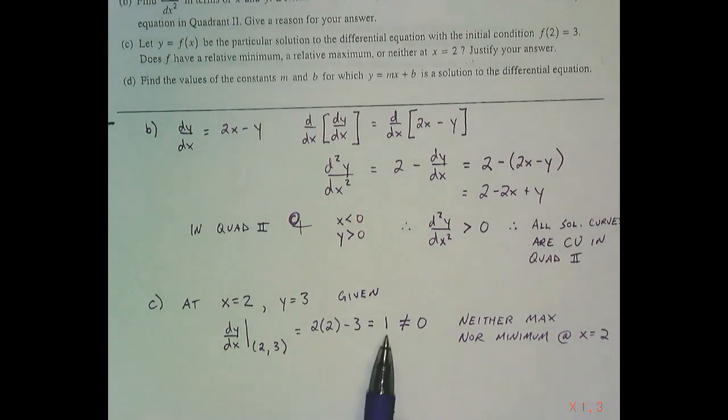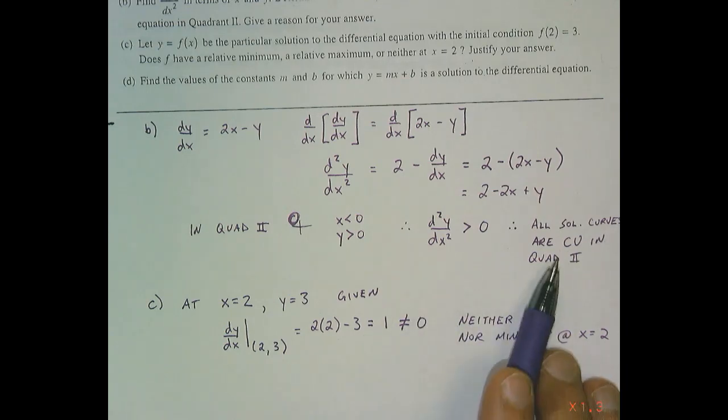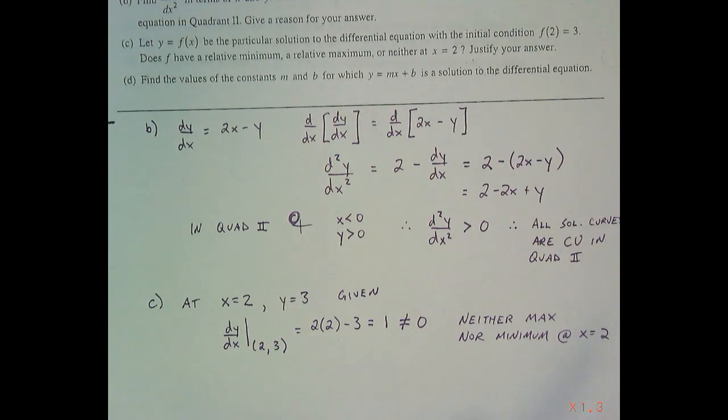Now, if it was equal to 0, then we'd look at the concavity and we'd use the second derivative test. But because the first derivative is not 0, the curve is not flat at that location, and therefore no max or min exists.